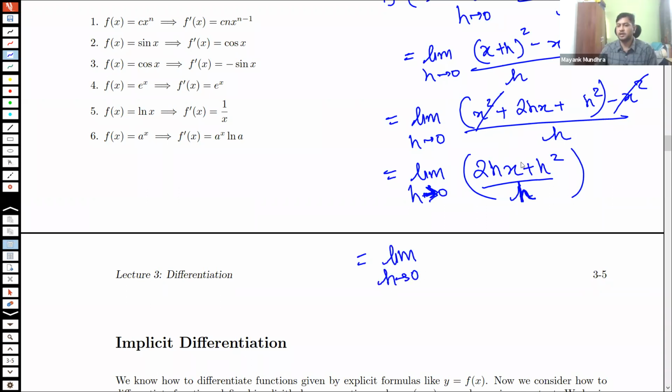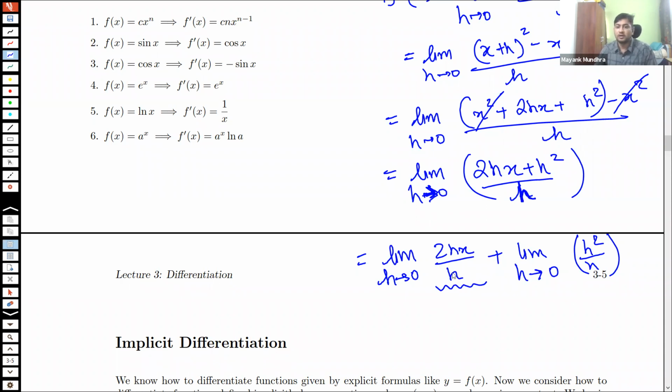This becomes limit h tending to 0 of 2hx upon h plus limit h tending to 0 of h square upon h. So let me break it up for you, Manas. What is going to be this limit? H tending to 0. Manas? Hello, Manas? Anyway, I can't wait forever.